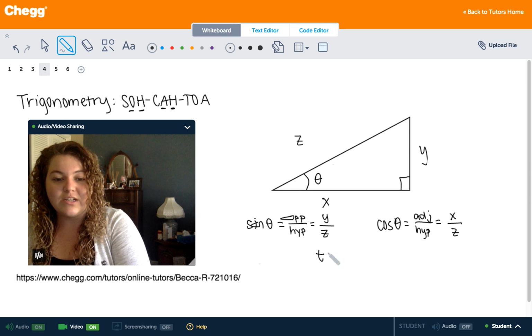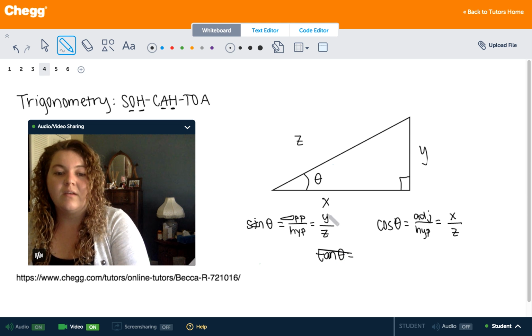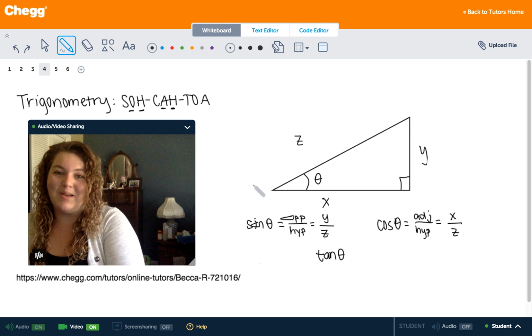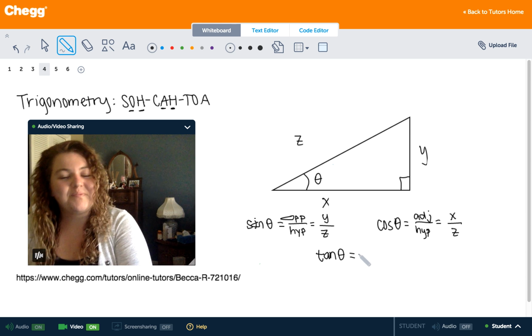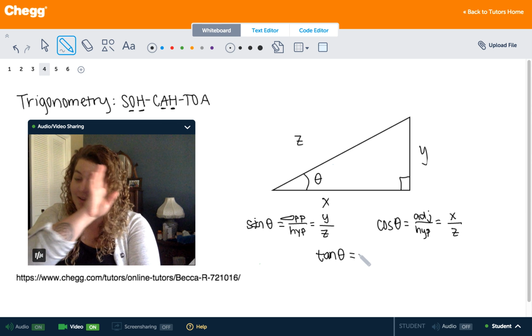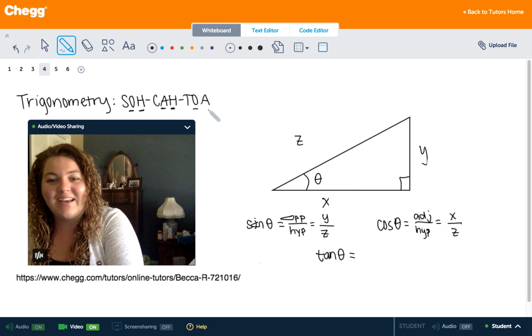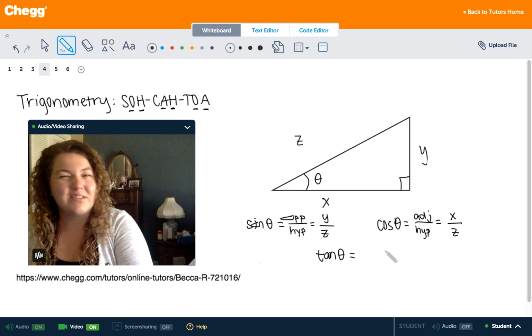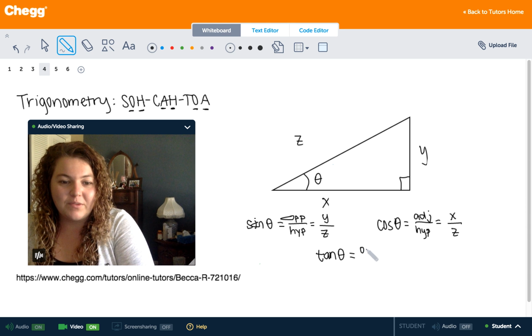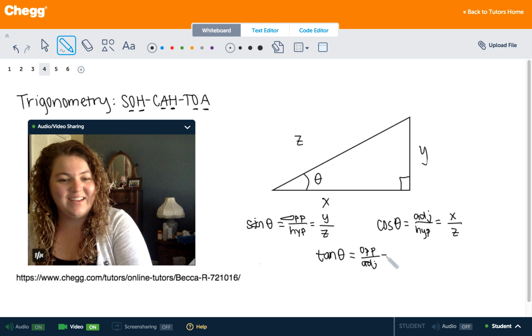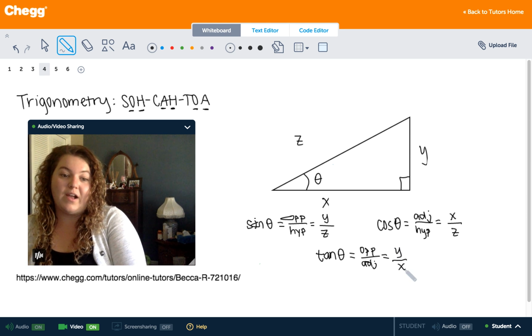Now the tangent of theta is going to be the sine of theta divided by the cosine of theta. Or, if you don't want to think about that directly, you can find the tangent by dividing the opposite by the adjacent, which ends up being the same thing. So we have our opposite side, which we already know to be y, and our adjacent side, which we already know to be x. So the tangent of this angle is given by y over x.